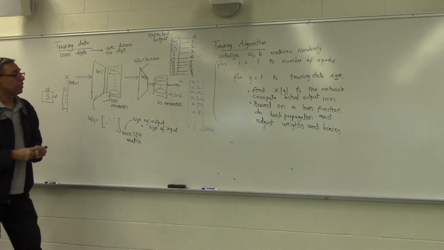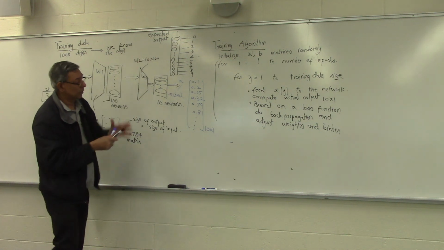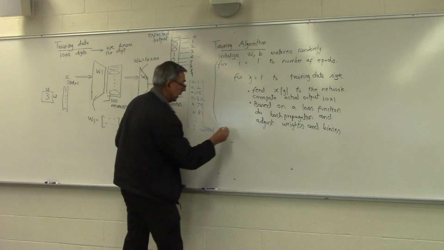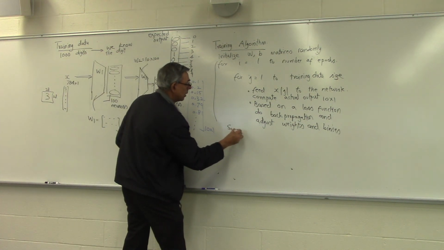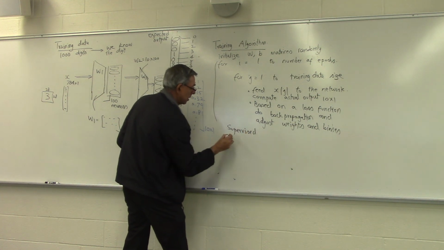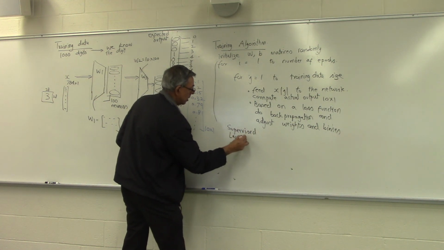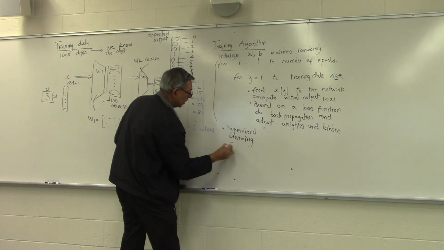So this is how the actual output will be produced. Okay, so in all of deep learning, there are two categories of deep learning. Okay, there's supervised learning and unsupervised.